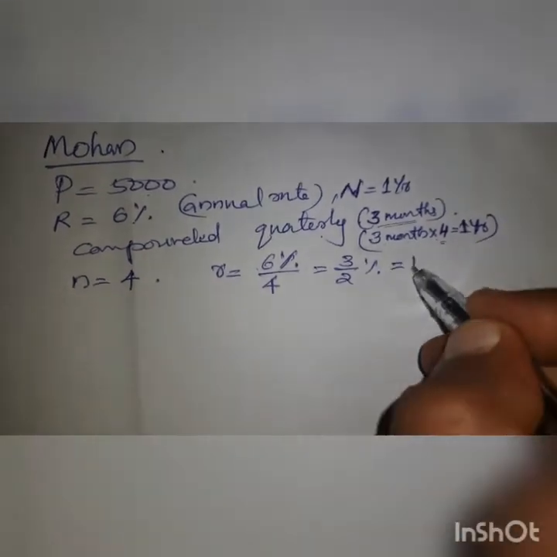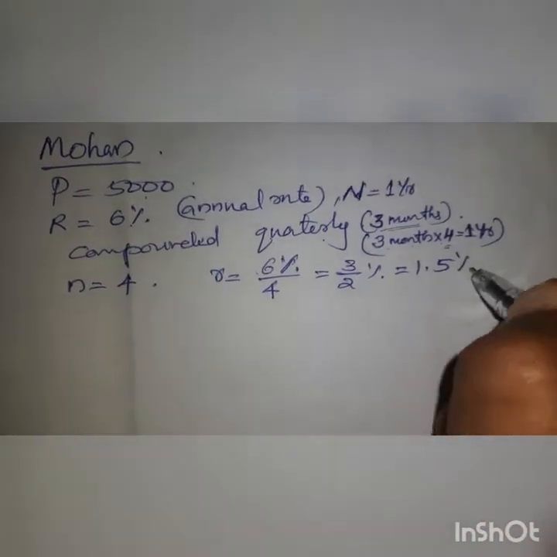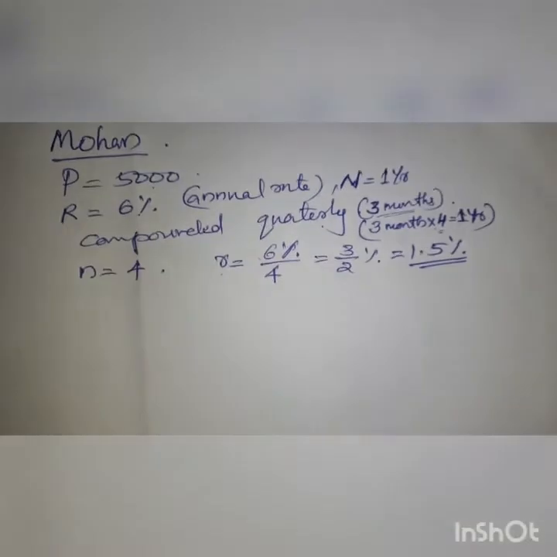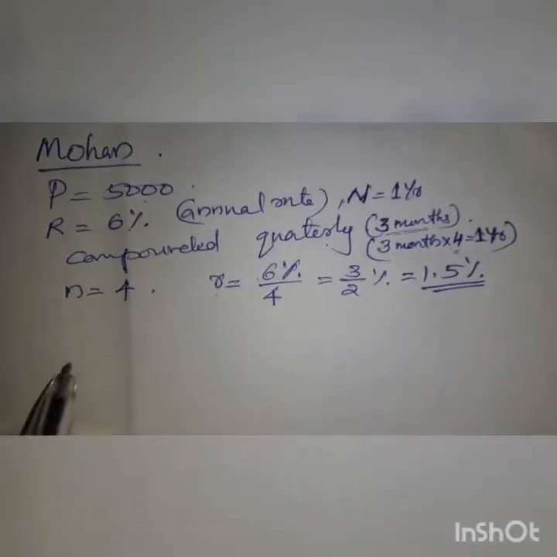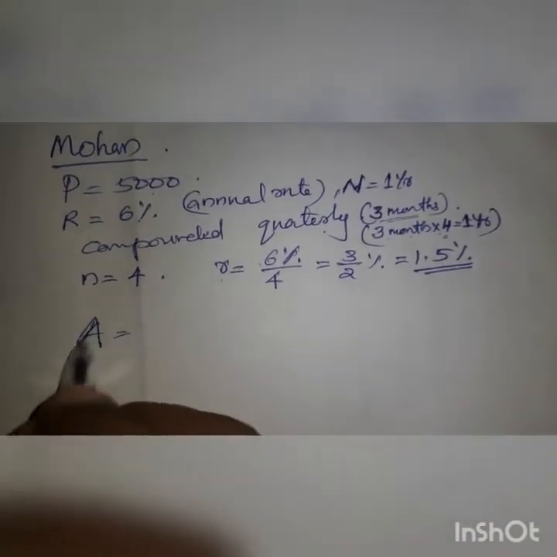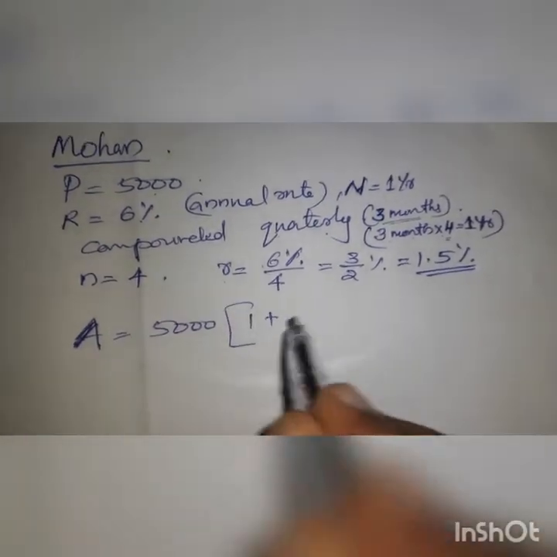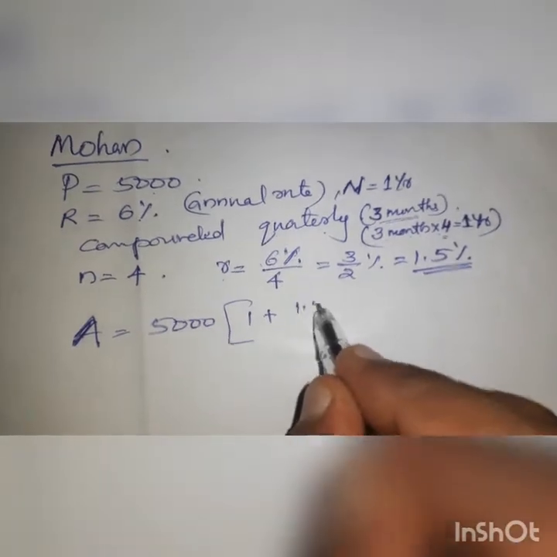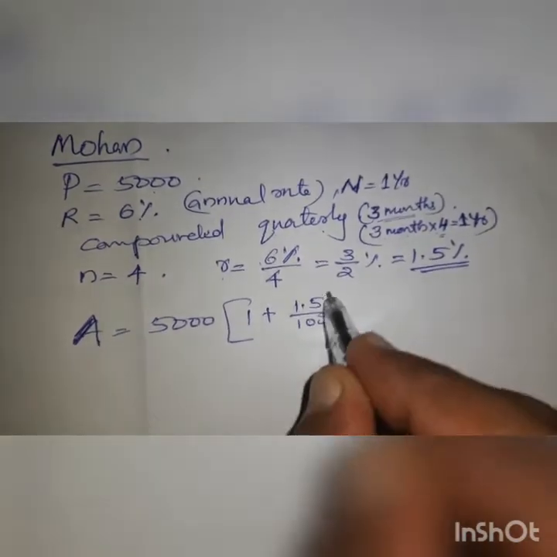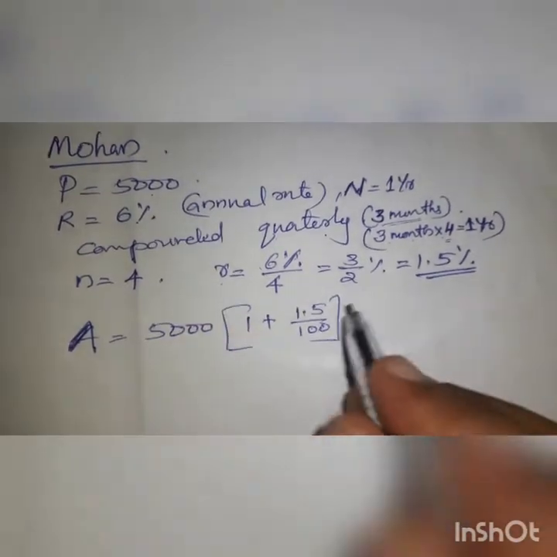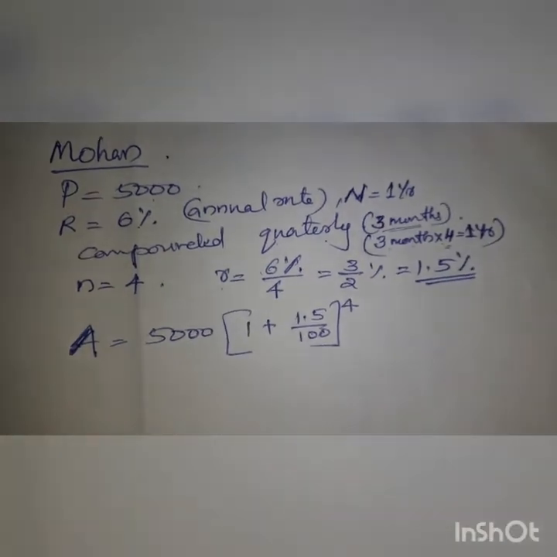This we can write as 1.5 percent as the rate of interest. So the amount we can write as, amount is equal to 5000 into 1 plus R by 100, that is 1.5 by 100, raised to how many times? 4 times, raised to 4.